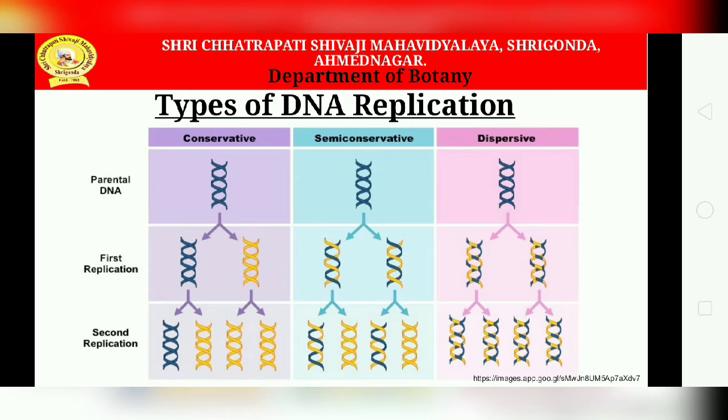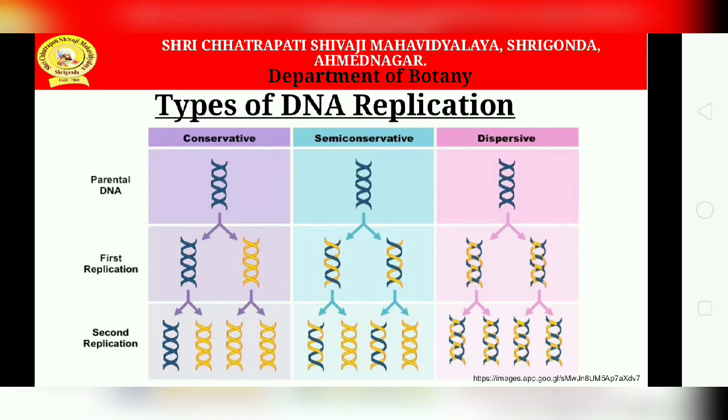Next, the conservative model. In this, the atoms of the two parental DNA strands serve as the template for the two new progeny strands. The parental strands remain intact, without rearrangement, and remain together for following replication. So two progeny strands are formed.